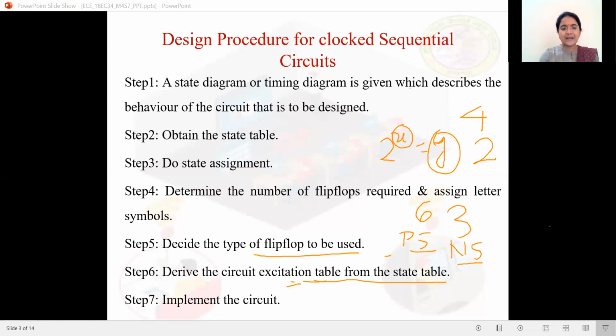Step 7 is to implement the circuit. After getting the excitation table, that is by considering the present state and next state, we can write the flip-flop inputs by knowing the excitation table of the respective flip-flops. And after getting this excitation table, we have to implement the circuit. To get the inputs of the flip-flops, we have to write the K-map. We have to write the K-map for each input.